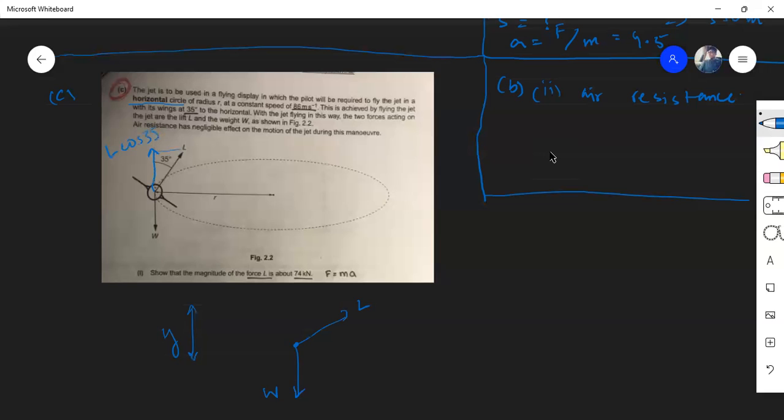Okay. So if there is no vertical movement, then L cos 35 should be equal to the weight of the plane. And L is the force that we want to find. This is cos 35. Now, what's the weight of the plane? We know that the mass was given in part B. So 6,200 kilograms times 9.81.